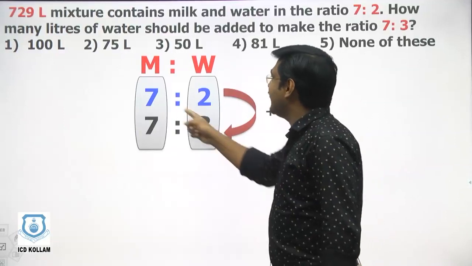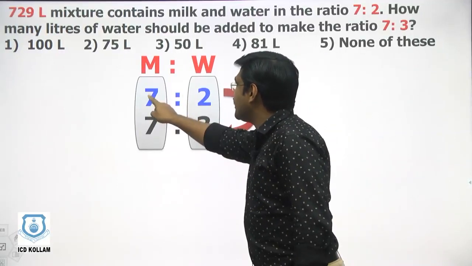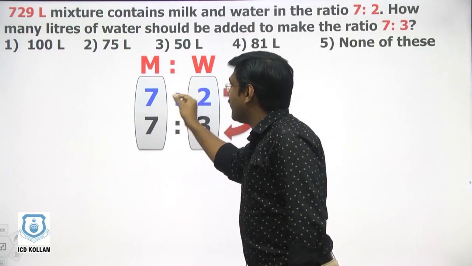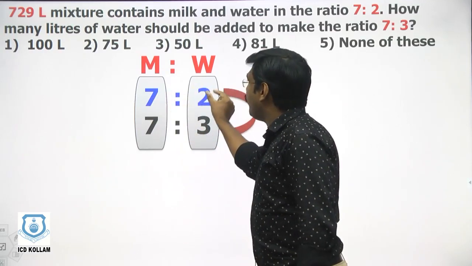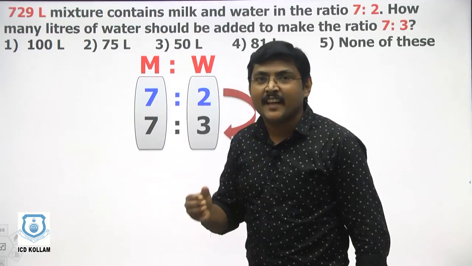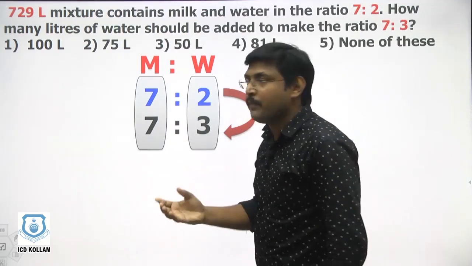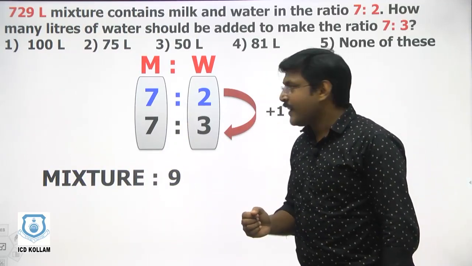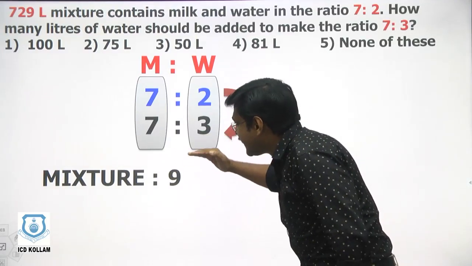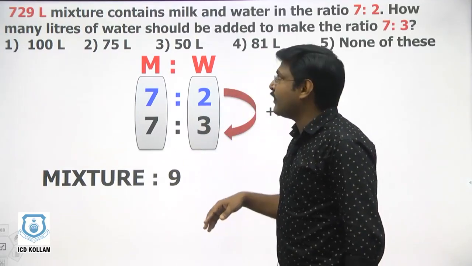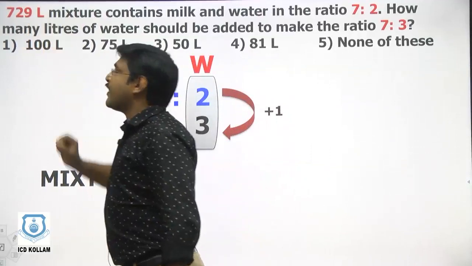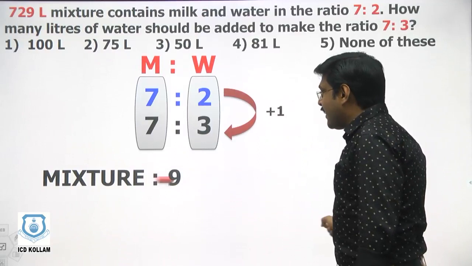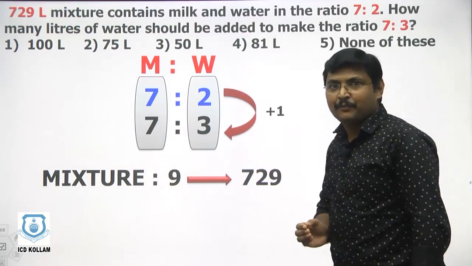Initially, when we are considering the mixture, the initial ratio was 7:2. Assume that initially the quantity of my milk is 7 liter and the quantity of water is 2 liter. So we can easily say that initially the quantity of my mixture will be 7 plus 2, that is 9 liter, right? So comparing that 9 with the given question, we know that initially the quantity of mixture is clearly given as 729 liter. So corresponding to my 9 in the given question, it is 729, right?